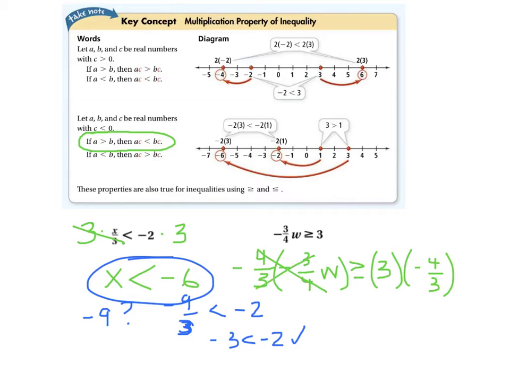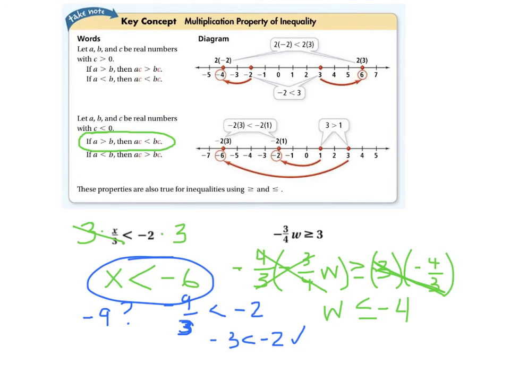Here it cancels, and a negative times a negative gives me a positive W. On this side, the 3's cancel. A positive times a negative gives me a negative number, and in this case, because the 3's canceled, it's negative 4. But because I multiplied by a negative, it's no longer greater than or equal to, it is now less than or equal to, and that inequality is done. So multiplication property of inequality, the only real difference here from equations is when you multiply by a negative, you've got to flip your symbol around.